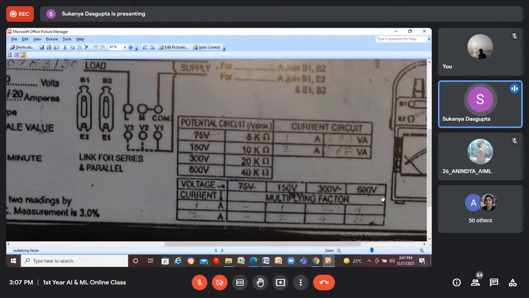So you can easily measure up to 150 watt. But if you're using 600 volt and 2 ampere, that means the total wattage is actually 1200, but the span is only 150. So definitely you need to multiply the reading of 150 obtained from the wattmeter by a factor called the multiplying factor, which is 8 here, in order to get the actual power.